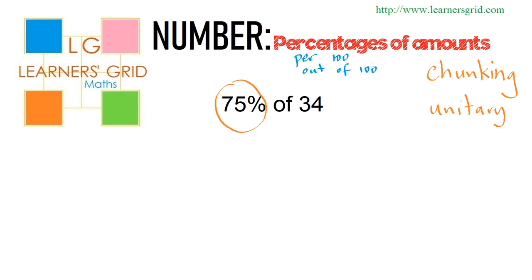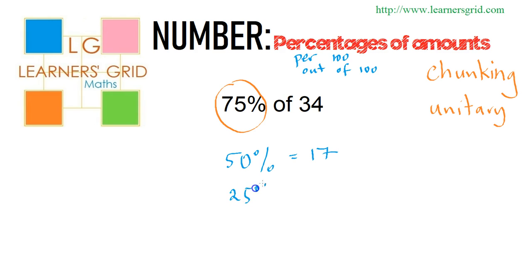Okay, let's have a look at this one. If I want to chunk this up, I can see 75%. So an easy way to chunk that up is going to be 50%, isn't it? Half of 100% is 50, and I can do half. Half of 34 is 17. Easy.